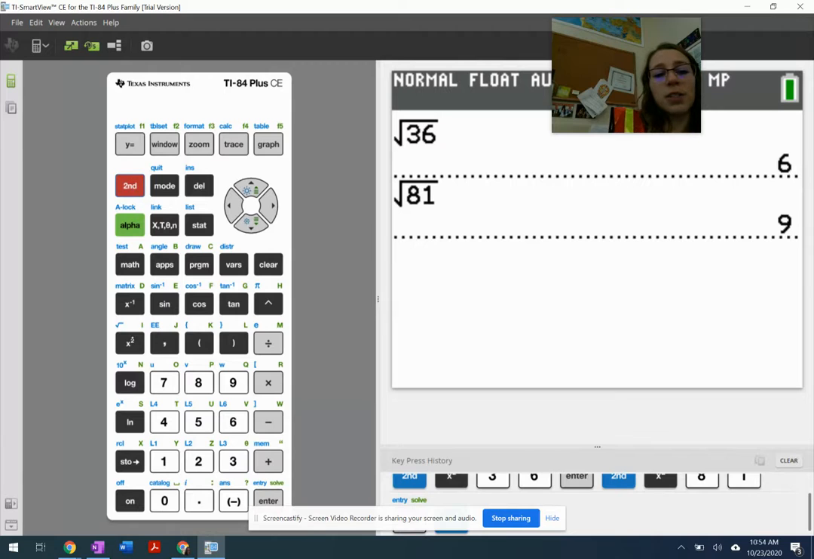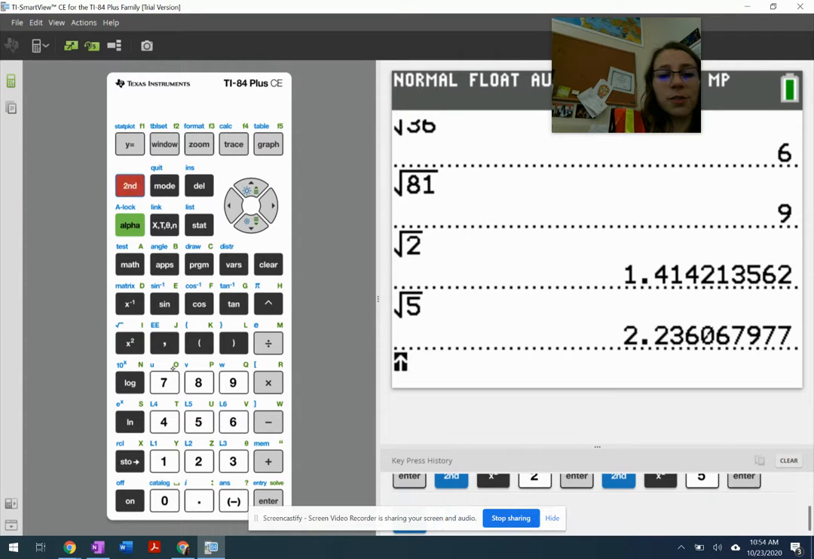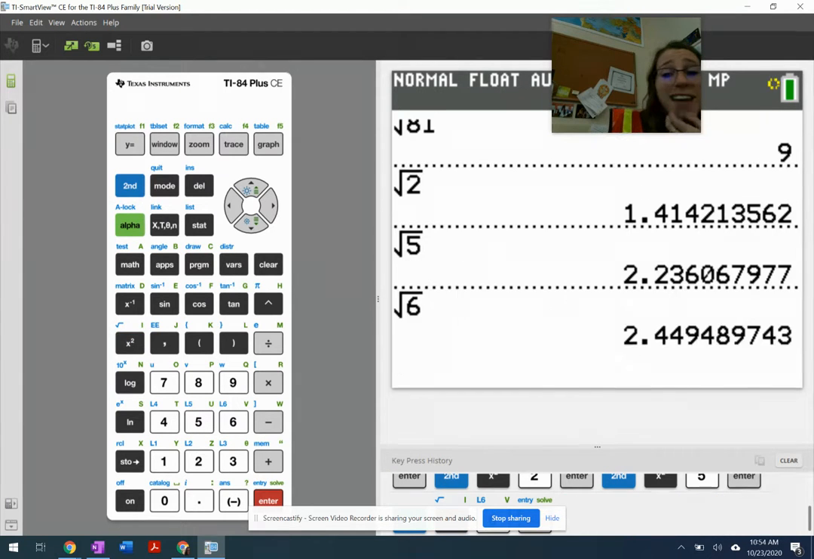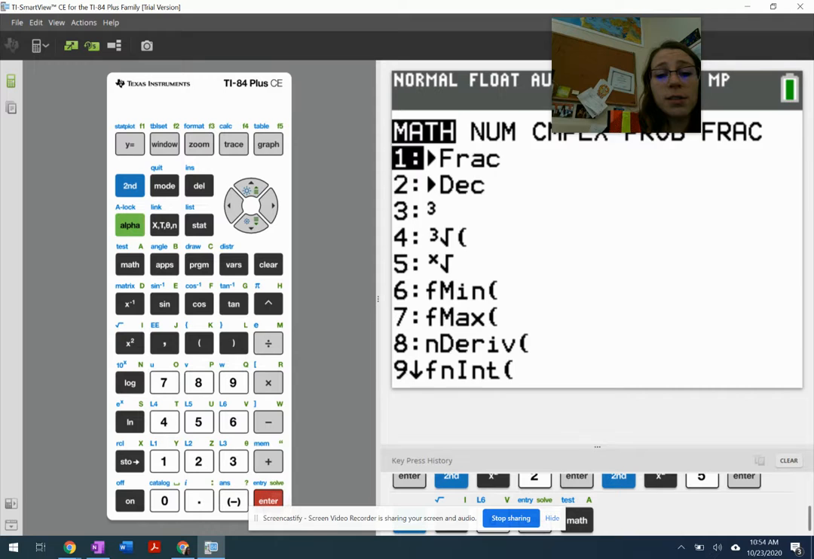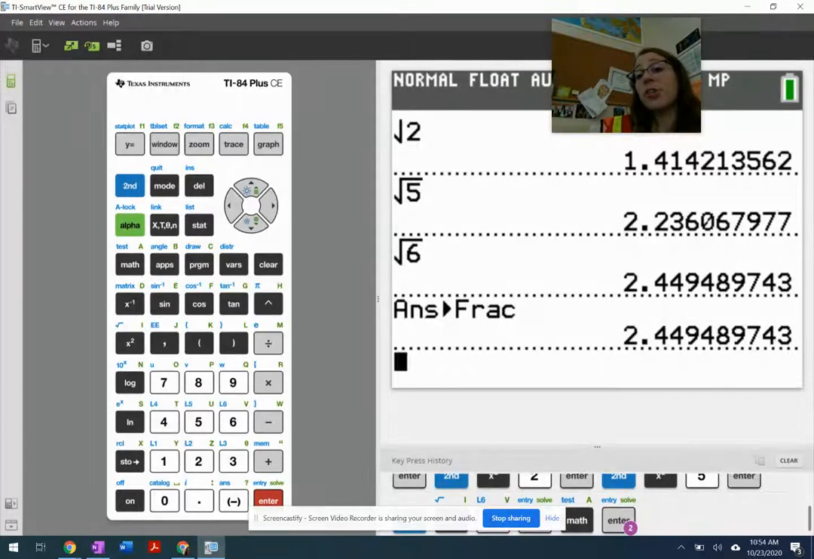If I look at those numbers in the calculator, the square root of 2, the square root of 5, the square root of 6, you'll notice that every single one of those numbers is a never-ending, non-repeating decimal, making it irrational. And if I try to do that math frac trick with these, you'll notice it doesn't put it into a fraction, because it cannot be written as a fraction, because it's irrational. Your calculator is a great tool to help you figure these problems out.